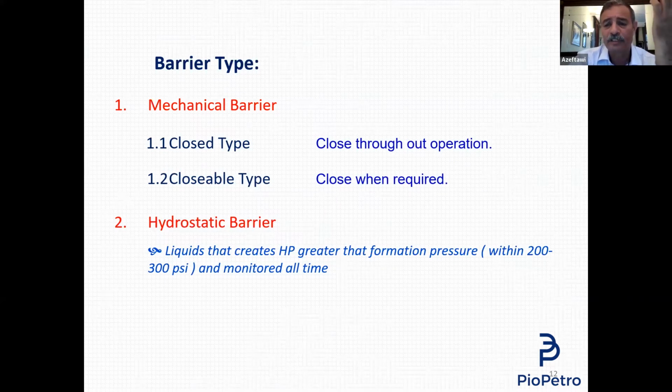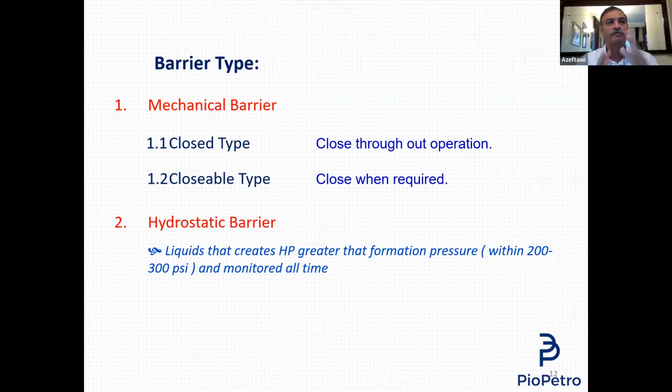But the closable type, it is closed when required. It's like the blowout preventer. The blowout preventer, normally when you are running in the hole, pulling out of the hole, it is in open position. When you need, if the primary failed, then you close it. So it is something that you can close and open. This is the difference between the closed type and the closable.